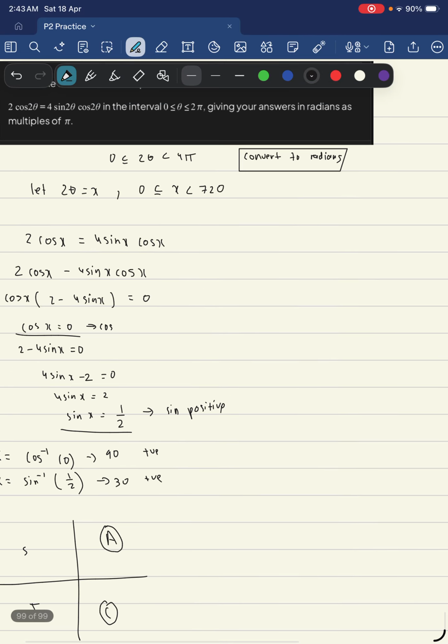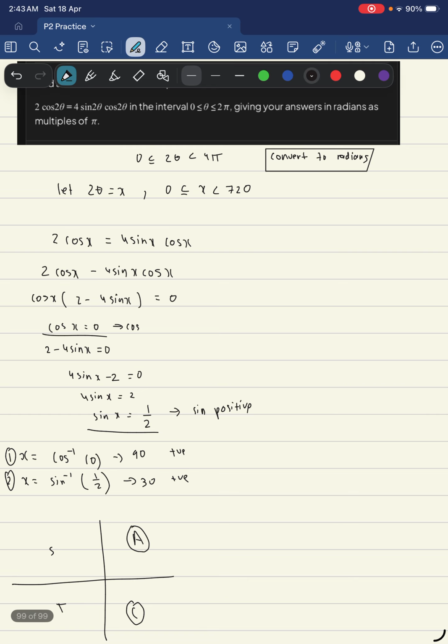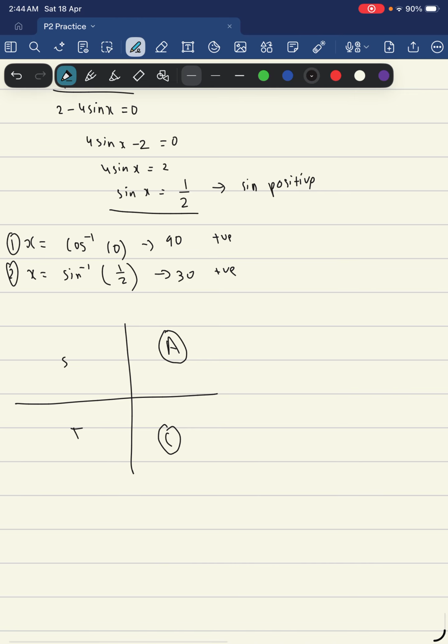Remember the range, it's from 0 to 720. So 0, 90, 180, 270, 360, 450, 540, plus 90, 630, and finally 720.